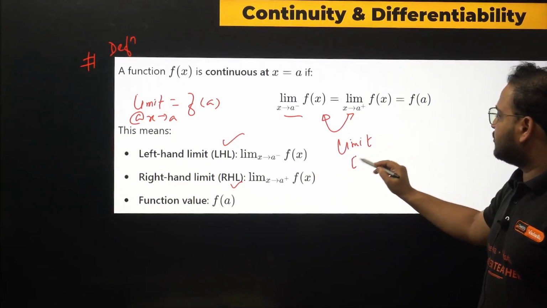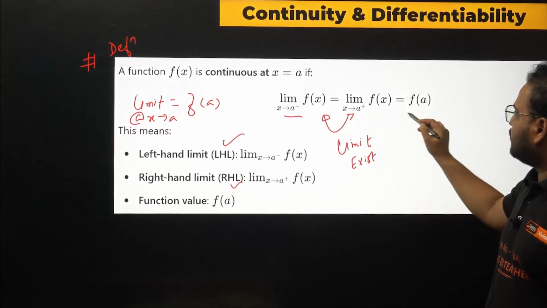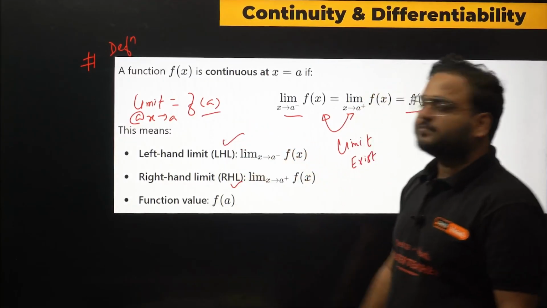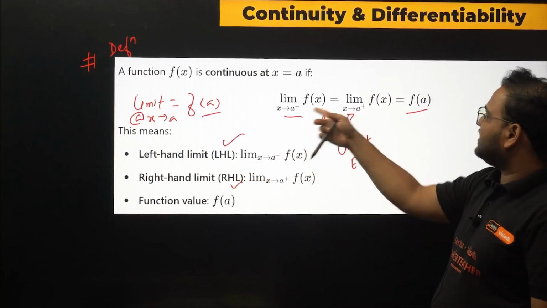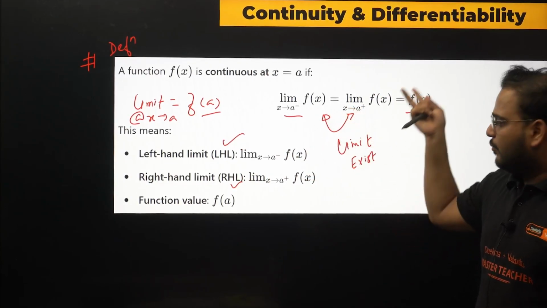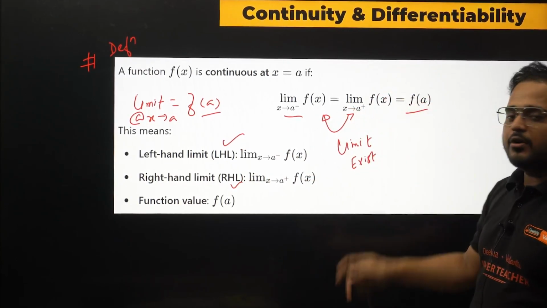The limit exists and is equal to f of a. Same thing I've written over here. So find LHL and RHL, and check whether the limit exists or not. Once you get that the limit exists, put it equal to f of a.